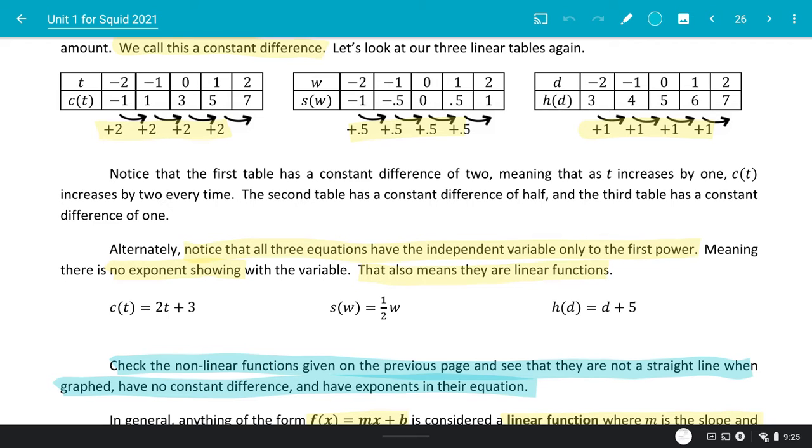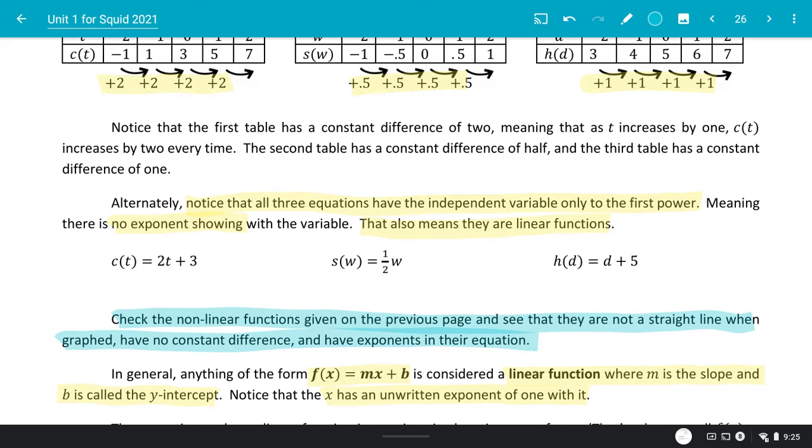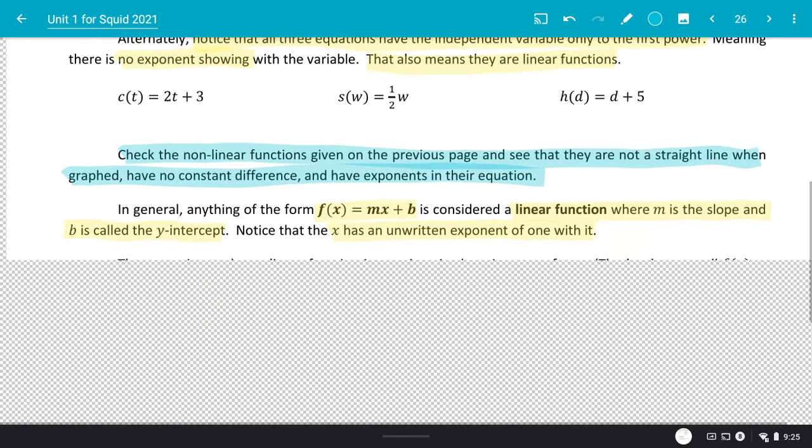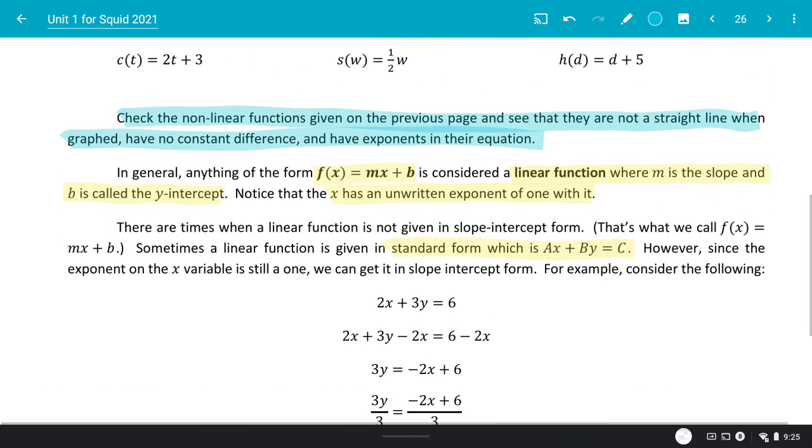Alternatively, notice that all three equations have the independent variable only to the first power. There is no exponent there. It's to the first power. Can you see that? I hope so. This also means that they're linear functions. Check the nonlinear functions given on the previous page. We already looked at those. They all had what? An exponent or a power, yes? They had no constant difference, and they were not a straight line.